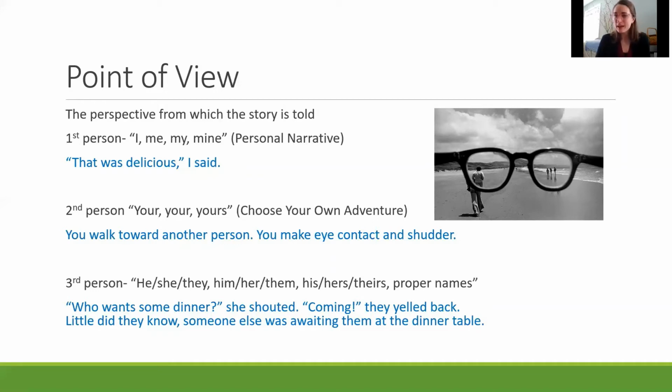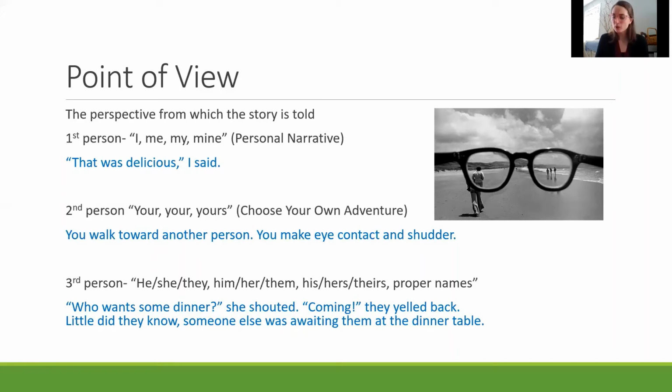So this reminds me a lot of the old Choose Your Own Adventure books. And then third person, you would see he, she, they, him, her, them, his, hers, theirs. You might also see proper names. So this one would sound like, who wants some dinner? She shouted. Coming, they yelled back. Little did they know, someone else was awaiting them at the dinner table.